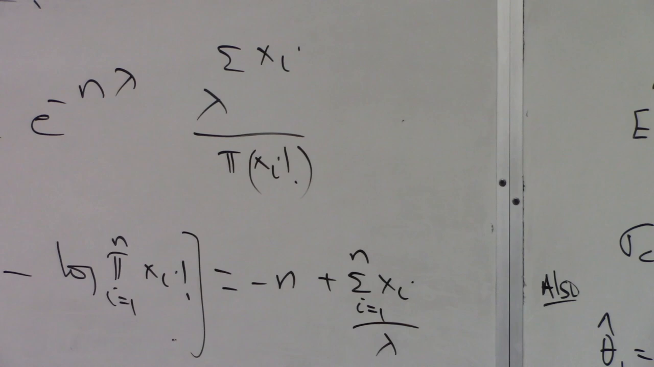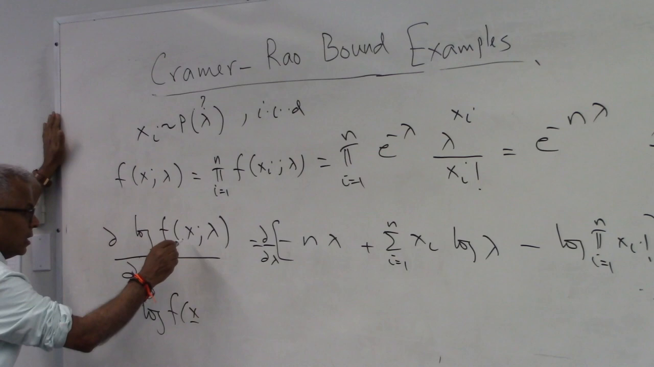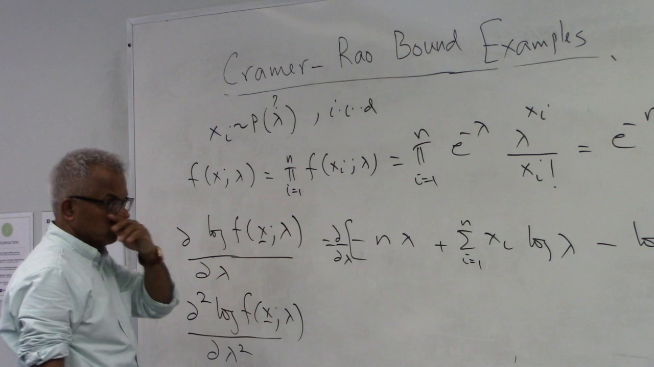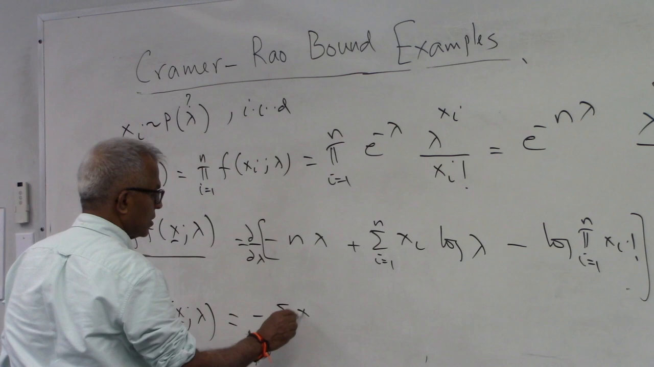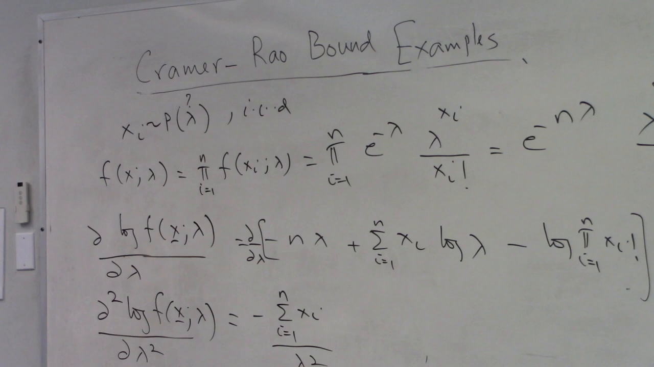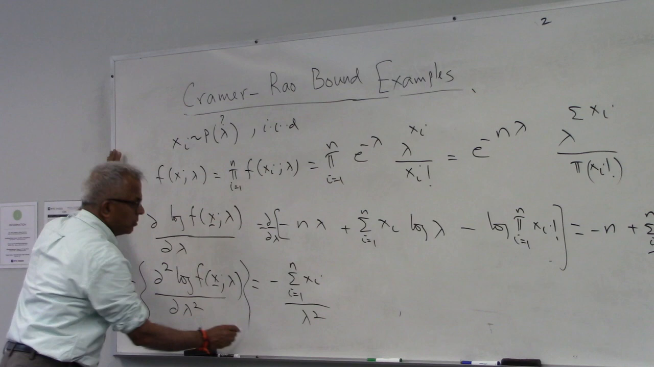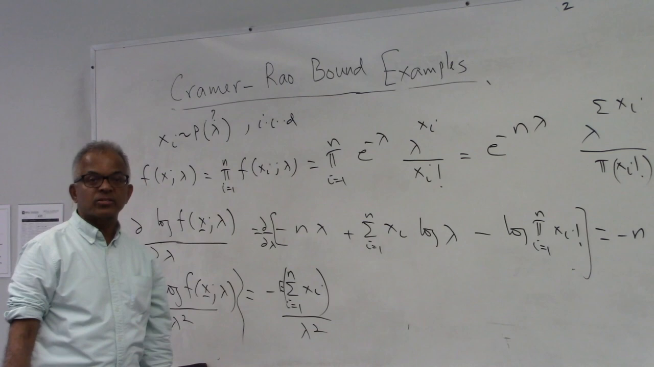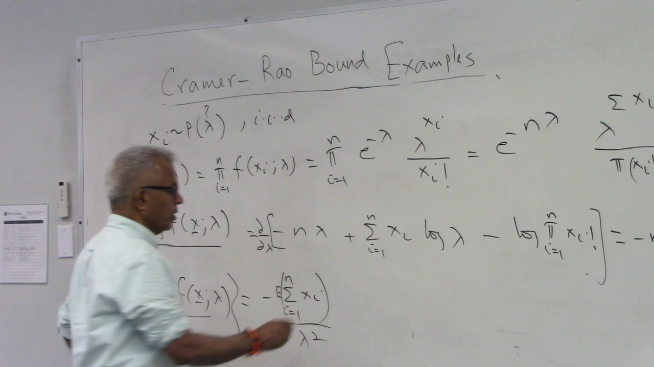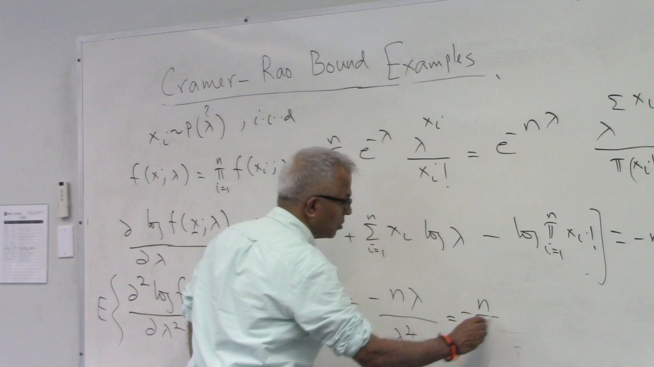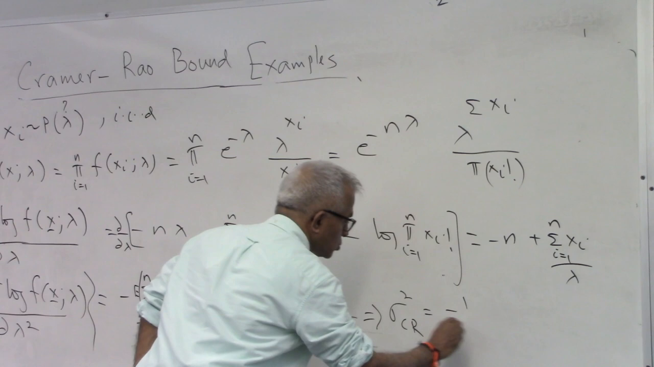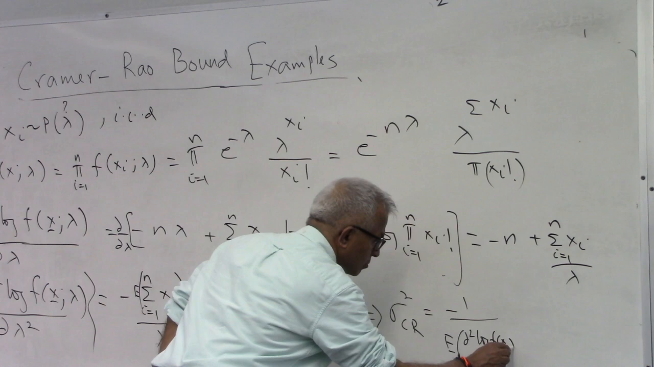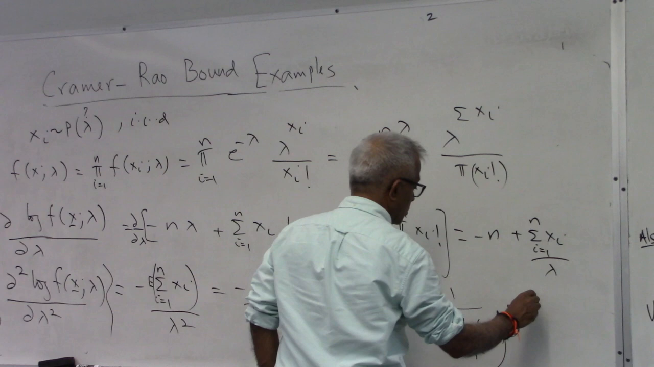So you can square this, or you can do the second derivative. If I do the second derivative of f of x comma lambda, that will be minus sigma xi, i equal to 1 through n, over lambda squared. Now to compute the Cramer Rao bound, we take the expected value of the second derivative. What is the expected value of xi if xi is Poisson? Lambda. So the numerator is minus n lambda over lambda squared, so that's minus n over lambda. So this gives us the Cramer Rao bound to be minus 1 over the second derivative, equal to lambda over n.